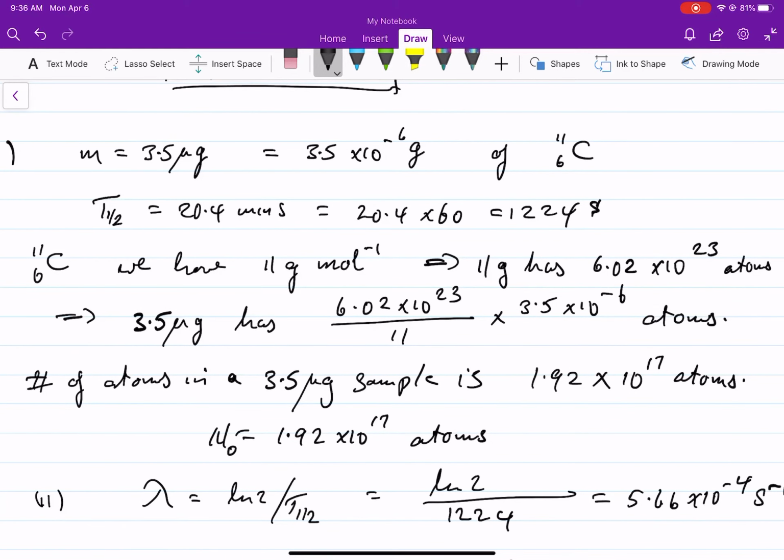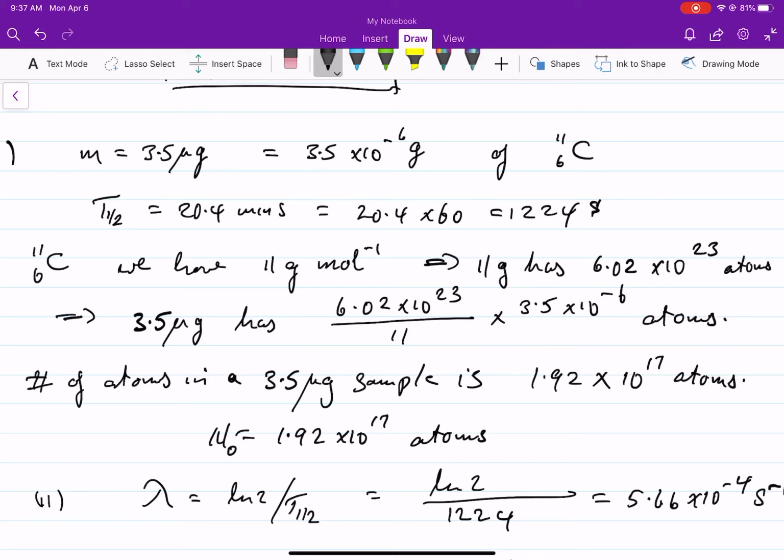Half-life is 20.4 minutes. I'm going to convert that to seconds. Carbon 11. The 11 means that there are 11 grams in 1 mole of carbon. And for any 1 mole, we know Avogadro's number, 1 mole of a substance contains 6.02 times 10 to the 23 atoms. So 11 grams represents 6.02 times 10 to the 23 atoms. So therefore, I simply need to know what 3.5 micrograms represents in terms of number of atoms.